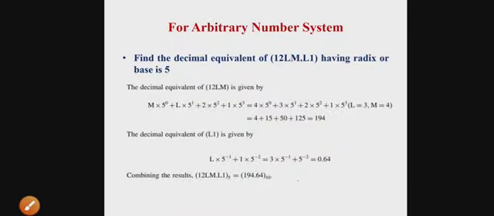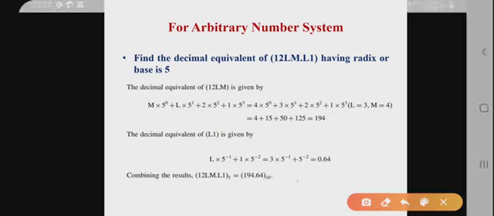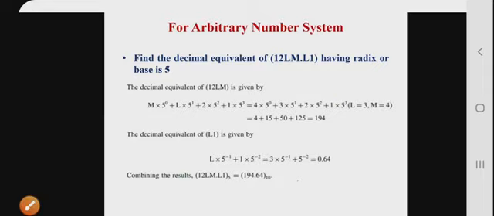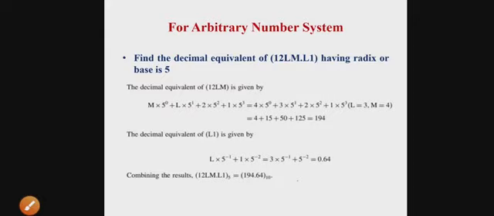For an arbitrary number system, find the decimal equivalent of 1 to lm.l1 having radix or base 5. The procedure is quite easy, but here we need to assume the values of L and M. Let the values of L and M be 3 and 4. So again, by the process which we have already studied, we can convert this number into the decimal number system. So this is our final answer. The process is just similar to what we discussed in the previous slide. So that's it for this particular video.